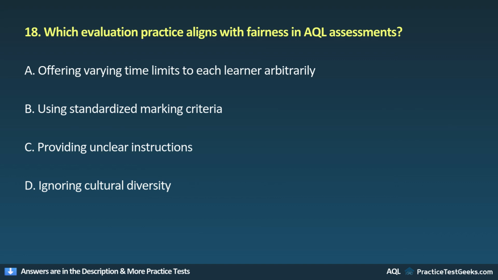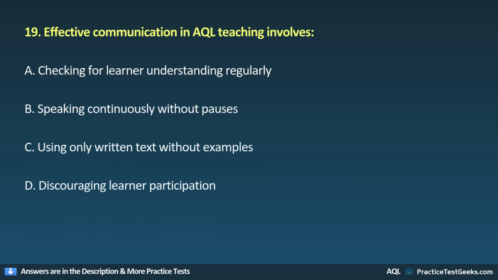18. Which evaluation practice aligns with fairness in AQL assessments? A. Offering varying time limits to each learner arbitrarily. B. Using standardized marking criteria. C. Providing unclear instructions. D. Ignoring cultural diversity.